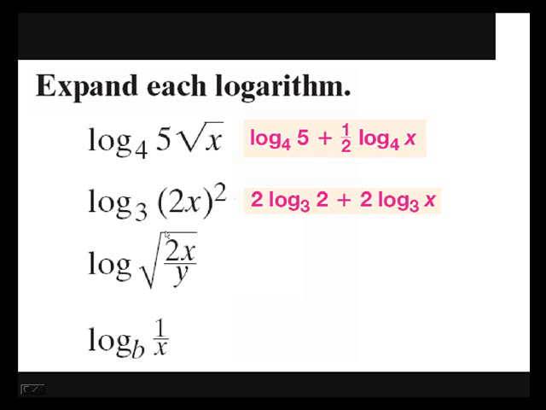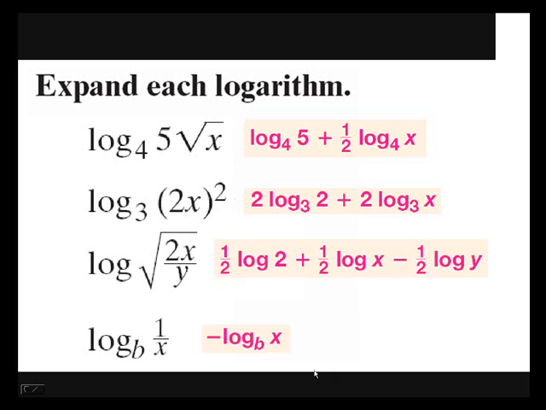So you're going to see a similar thing happen on this one with the half power. Half power becomes a multiplier in the front. We've got the 2 plus the x because they're being multiplied, and minus the y because it's being divided. And this one we saw that one of our properties, it's just the opposite of log base b of x.